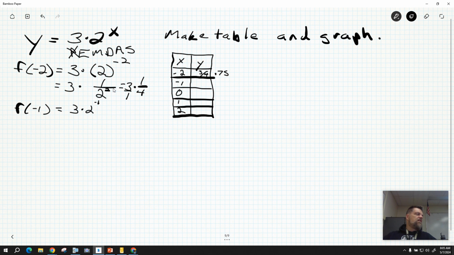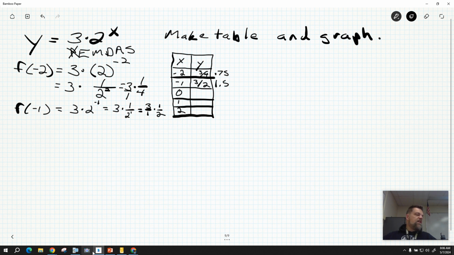So I'm going to say f of -1, that's going to be 3 times 2 raised to the -1, right? Order of operations, we got to deal with that exponent first. So I'm going to say 3 times 1 over 2 to the +1, which is just 3 over 1 times 1 over 2, which is 3/2, right? You multiply straight across. 3 halves. Now on your calculator, that'll be 1.5.